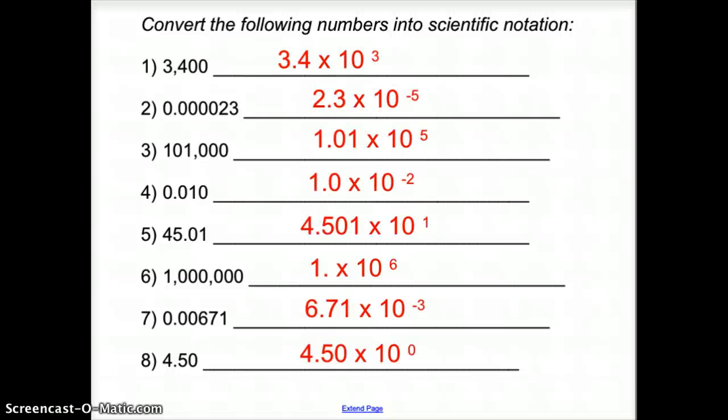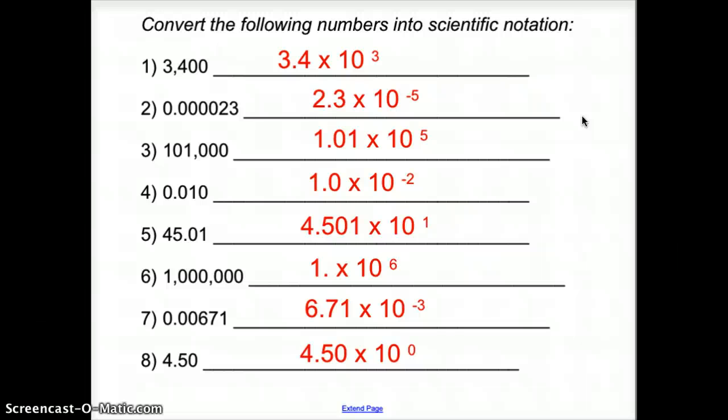So let's see how you did. So in each of these cases, we have moved the decimal the appropriate number of spaces. So for 3,400, you have to move the decimal 3 places to the left, making it 3.4 times 10 to the third. For 0.000023, you have to move the decimal until it is past the 2, giving you a ones digit, and therefore it becomes 2.3 times 10 to the negative fifth. 101,000 becomes 1.01 times 10 to the fifth. Please check your work and see how you did.